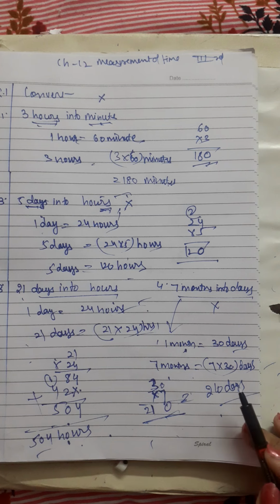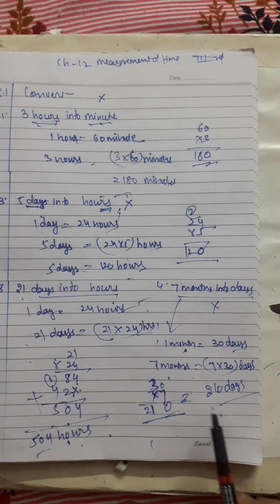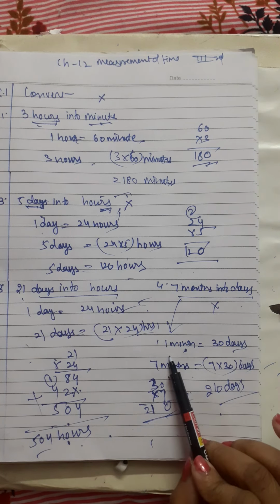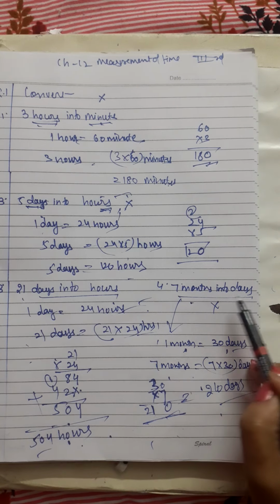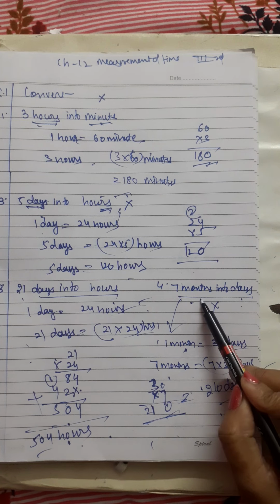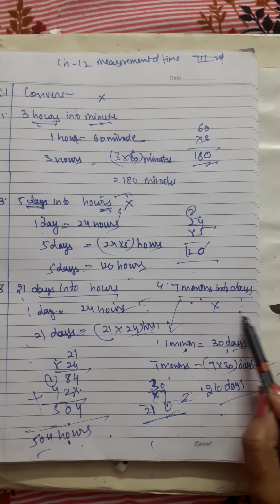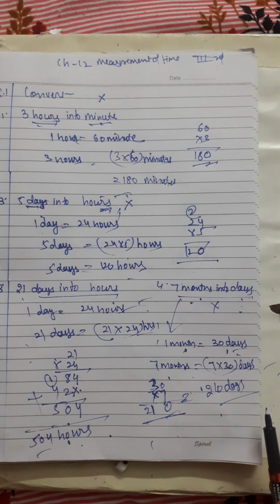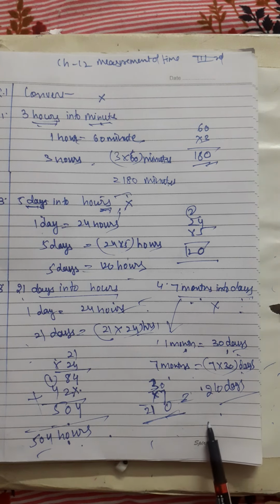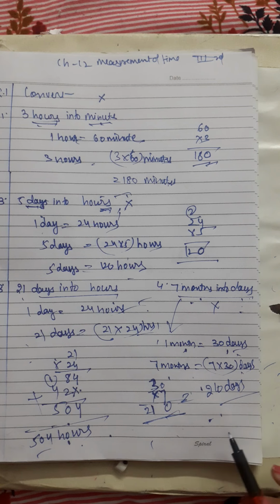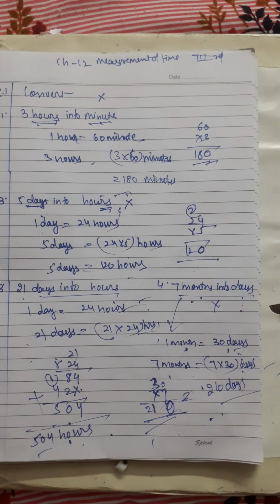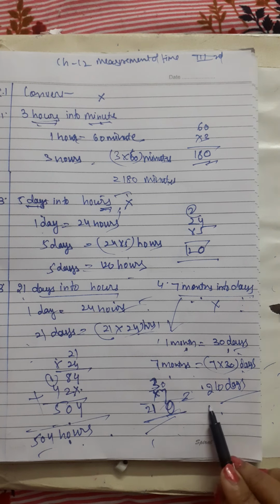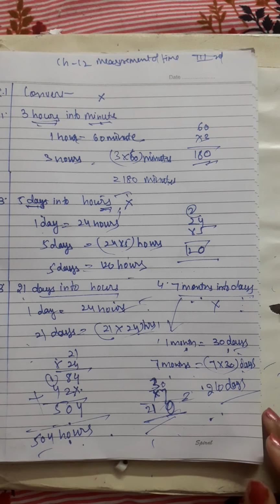Here we have to convert months into days. 1 month has 30 days. So months को days में convert करना है. Month bigger unit, days smaller unit. For converting month into days, we have to do the multiplication. And 1 month has 30 days. For converting 7 months into days, we have to multiply 7 by 30. When we multiply 7 by 0, 0, 7 3s are 21. So we can say 7 months is equal to 210 days.